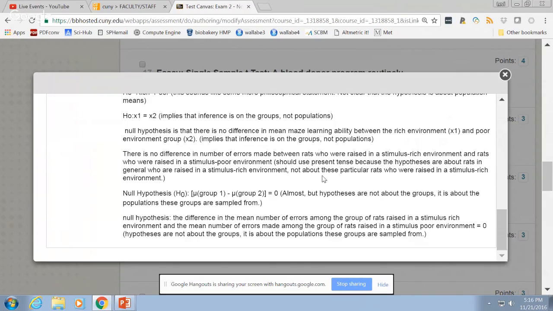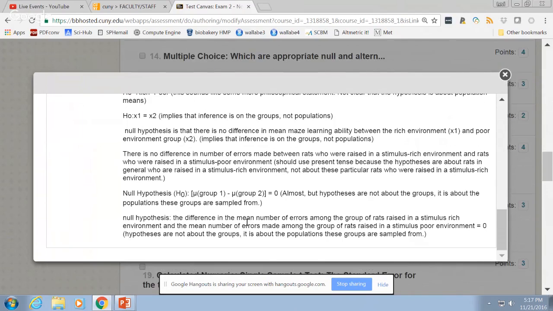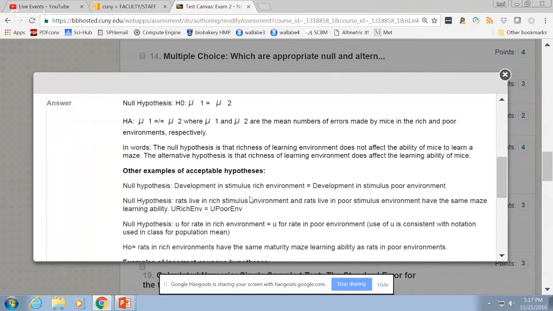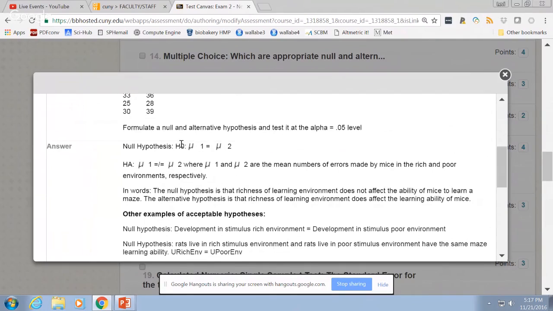Quick question. So that means when we write our hypothesis, it has to be a future tense or present tense? Present tense is fine. You wouldn't usually use future tense. I mean, the easiest way to do it is just to write out the formula, like as we did in class, and define what mu is.